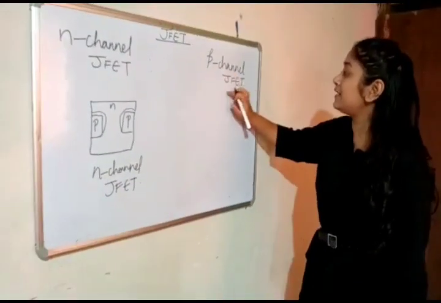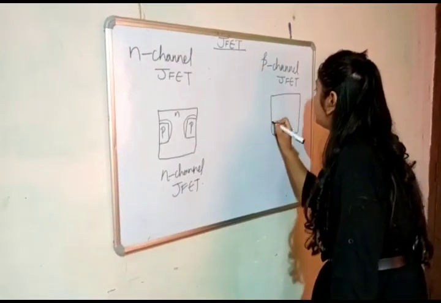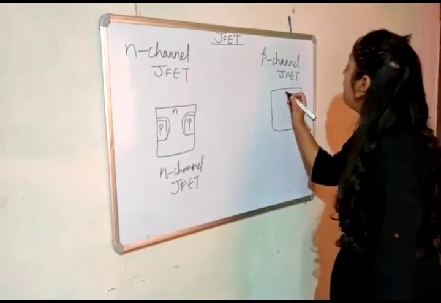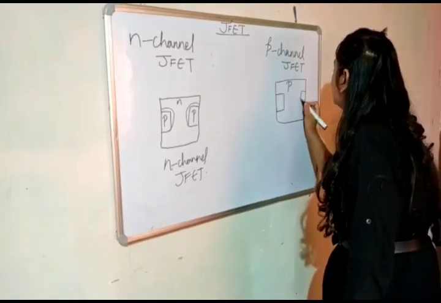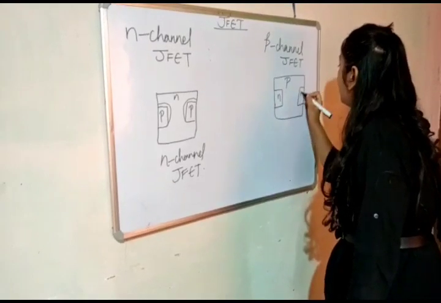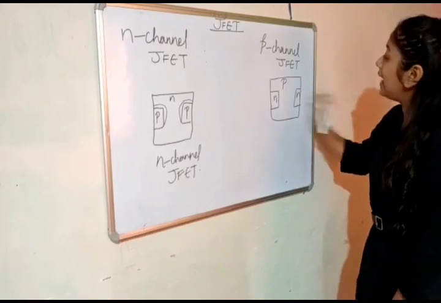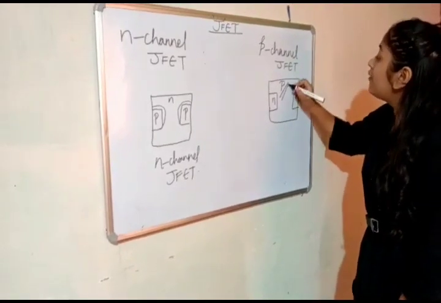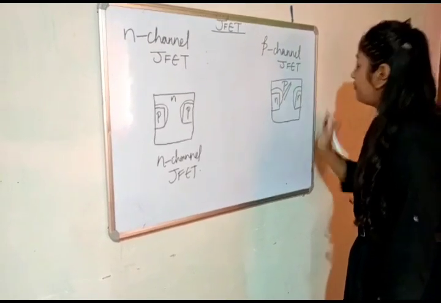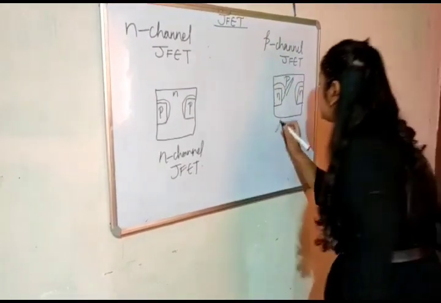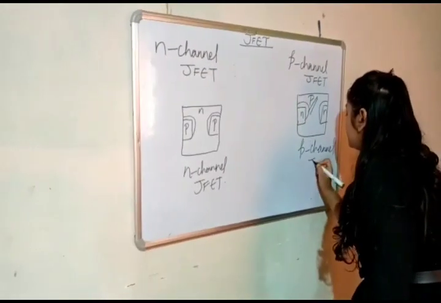And in P-channel JFET, the major portion is made up of P-type material and N-type material is embedded into it. This P-type material forms a channel between these two embedded N-type materials. For this reason, it is known as P-channel JFET.